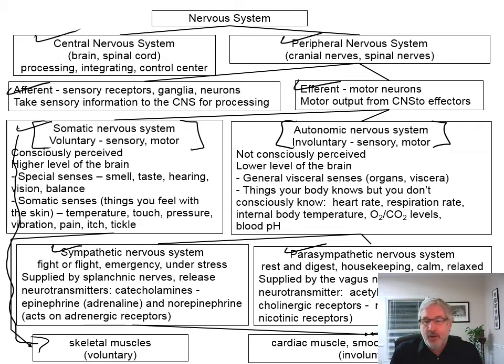So the sympathetic nervous system and the parasympathetic nervous system both act on cardiac muscle, smooth muscle, and glands. It's the involuntary system. Okay, so next slide.